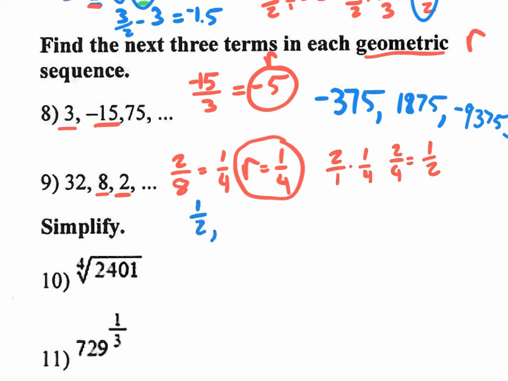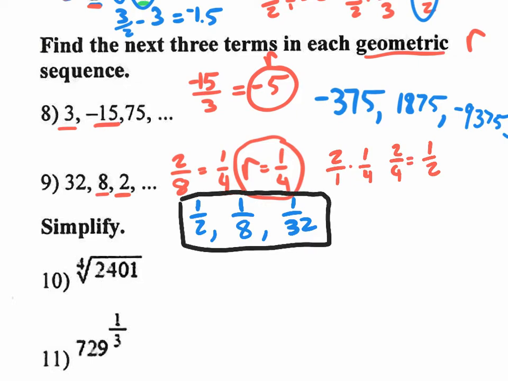Now we need the next three terms. So how do I get the next term after the 1/2? I multiply by what? By the common ratio, 1/4. Now what is 1/2 times 1/4? 1/8. And then, so the next number was 1/8. And now how do we find the next number after that? Multiply by 1/4 again, which gives you 1 over 32. And ladies and gentlemen, we found the next three terms. So this is what they're asking for. That's your answer right there. On number 8, those huge numbers were our answers right there.